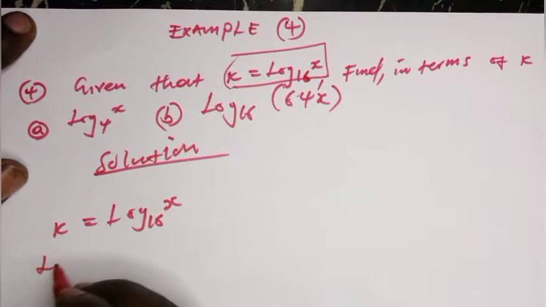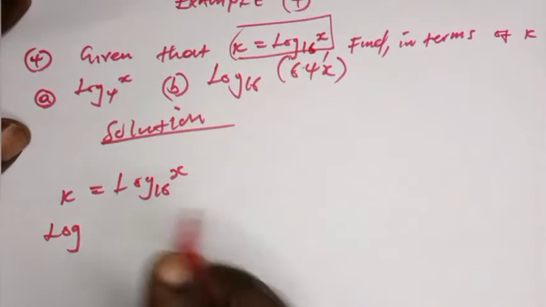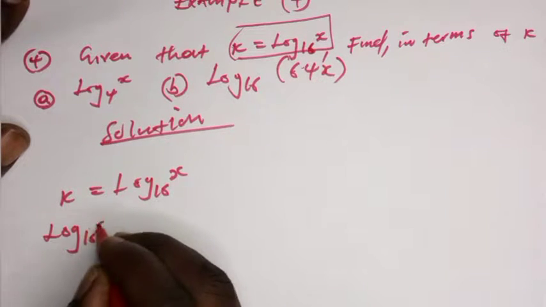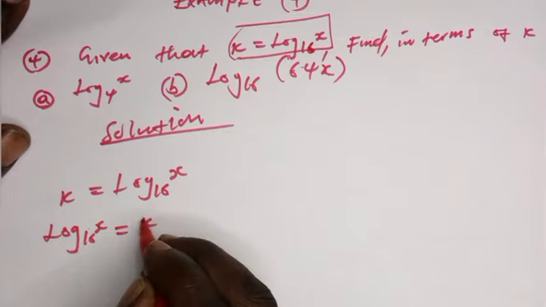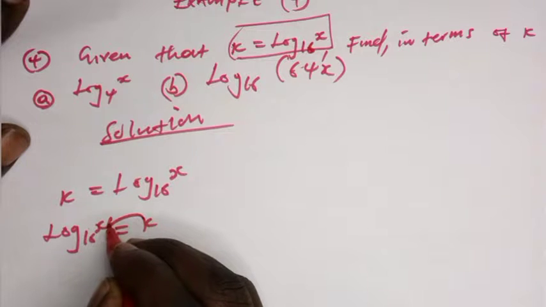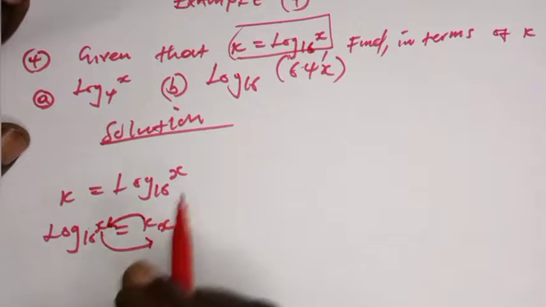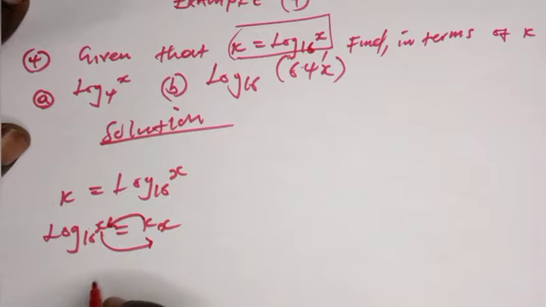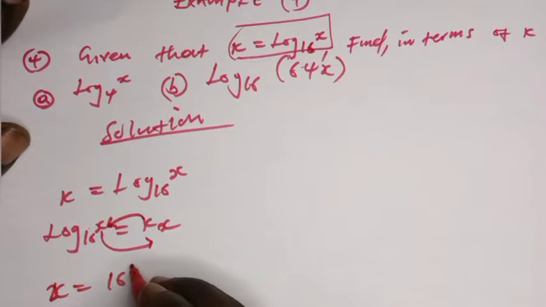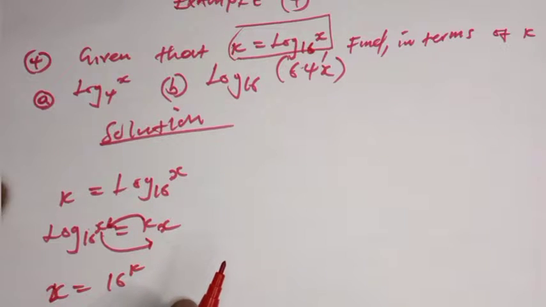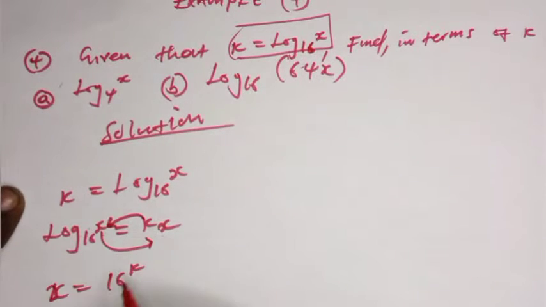Then let's start with log 16 power x equals k. Then let's interchange the powers. This one will go here, then x will go to that side. Then it will be x equals 16 power k. So in the equation where there is x, we are going to substitute this value because they are saying x equals 16 power k.